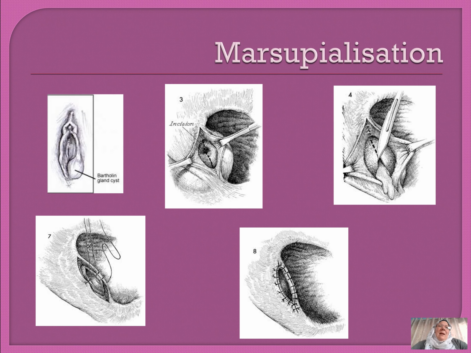So on the left, upper left picture, you see a Bartholin cyst on the right side. Then I have pictures from a marsupialization on the left side. So I'm sorry about this discrepancy.